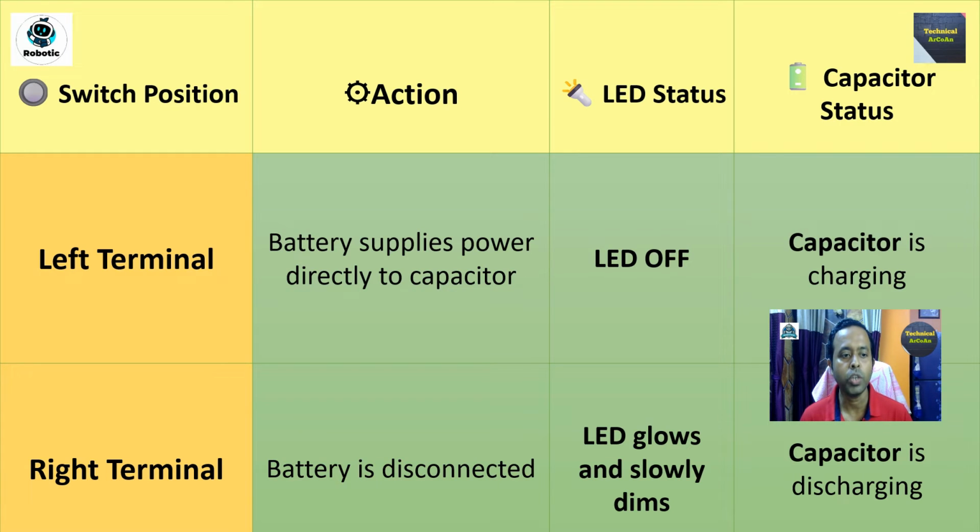And when the switch position is the right terminal, the action is battery is disconnected, and LED status is it glows and slowly dims, right? The capacitor status is the capacitor is discharging, means the capacitor releases the electric charges, right?